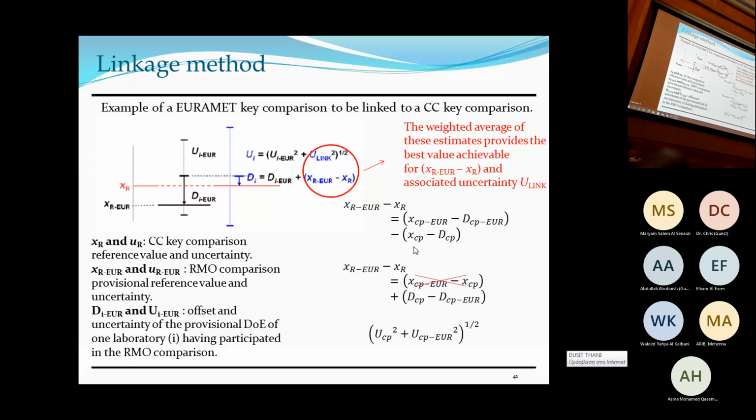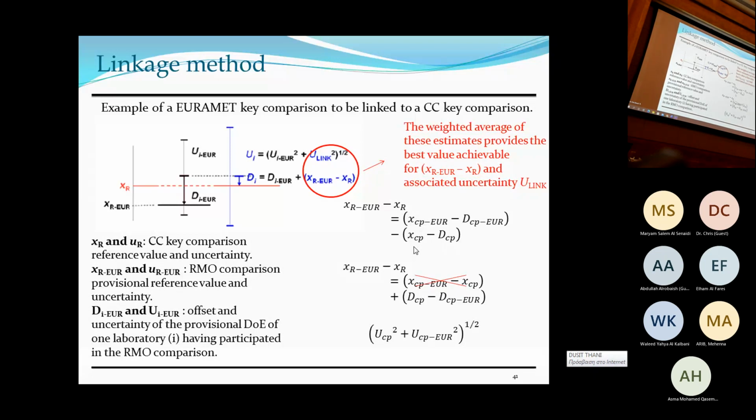And what's left over then? It's the degrees of equivalence in the CC comparison of the double participating lab minus the degrees of equivalence in the RMO comparison of the double participating lab. So then this difference is equal to this thing here. So we know what this difference is equal to. And obviously the uncertainty of this difference will be the uncertainty of the double participating lab here and the double participating lab in the RMO comparison.